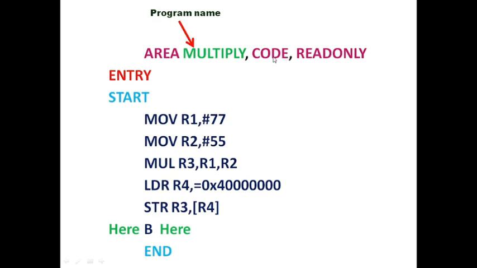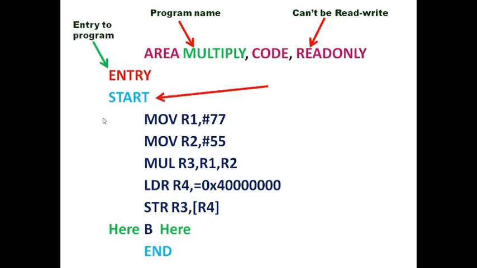Next argument is CODE, which says that the area we are declaring is the code area. And the third argument is READONLY, which says this program area is the read only space, because in embedded systems when a program is running the area should not be written, so this area should be read only. Next comes the keyword ENTRY, which says we are entering into the program, and this entry will be done with the keyword START.